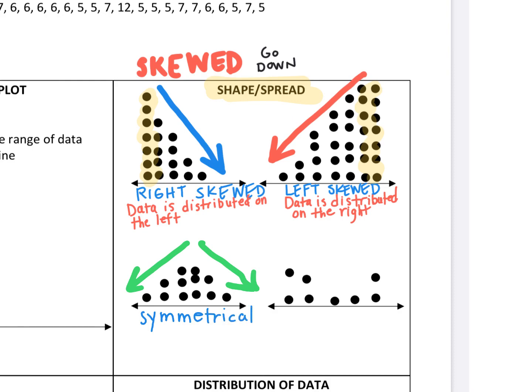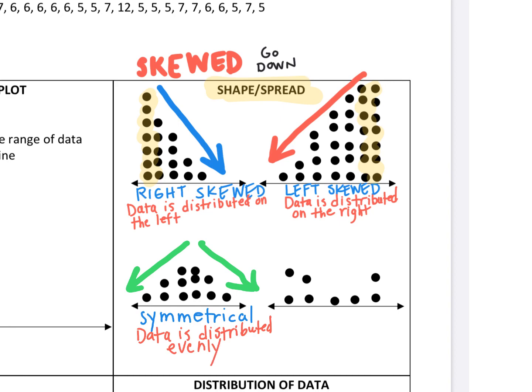S-Y-M-M-E-T-R-I-C-A-L. Symmetrical. Okay? In this case, when we say the data is distributed evenly, that means it looks the same on both sides, okay? So the data is distributed evenly. It doesn't look like it's going down more so on one side than the other.